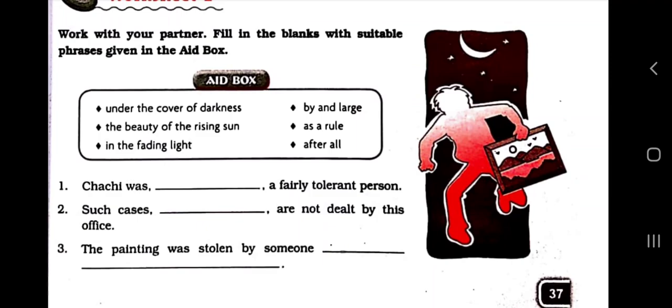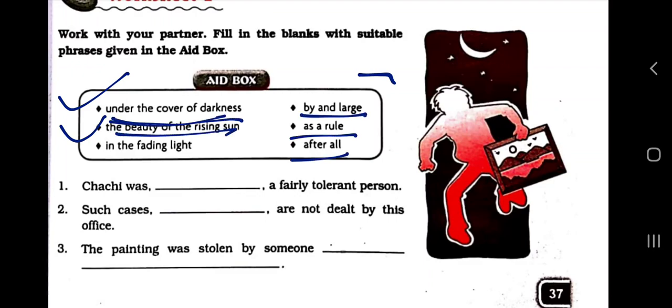Now you will be able to have a clear understanding by doing the worksheets. Work with a partner, fill in the blanks with suitable phrases given in the box. Chachi was, now you have to choose from this only, and these are what? If you read this group of words alone, it is not giving any sense. Are they giving any sense? No, they are not giving sense because they are phrases.